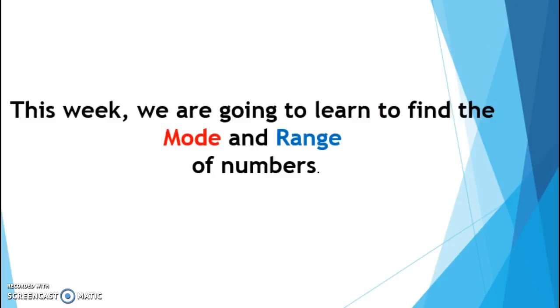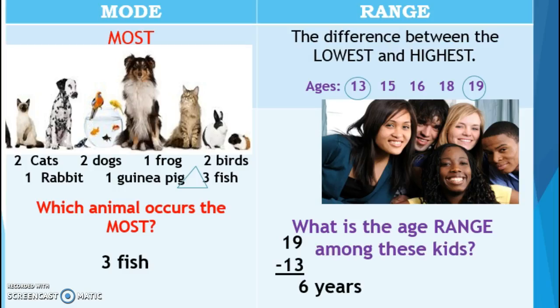Well, this week we're going to learn to find the mode and range of numbers. Let's begin. Mode. Mode is your number that occurs the most. If you look at this picture of these animals, I've counted them. We've got 2 cats, 2 dogs, 1 frog. It's hard to see down here, but there he is. We've got 2 birds, 1 rabbit, 1 guinea pig, and 3 fish. So which animal occurs the most? Fish. That's your mode. There's 3 as my mode for fish. Mode most. That's all you have to remember.